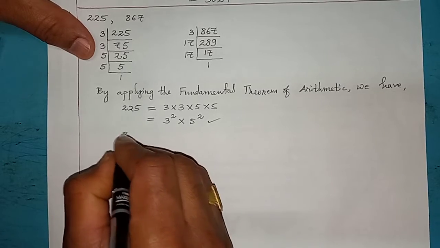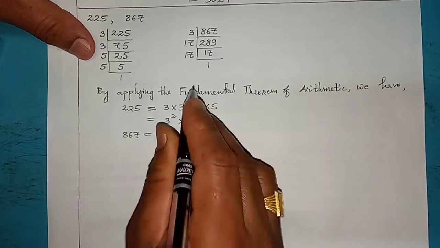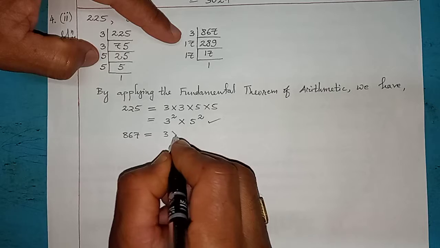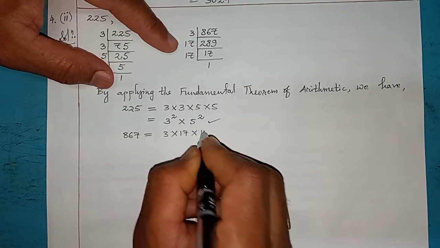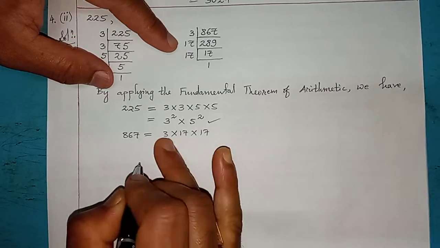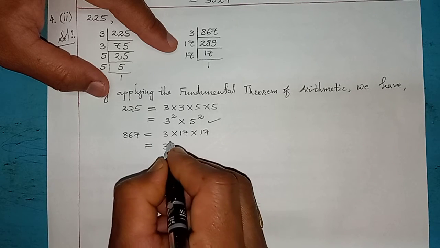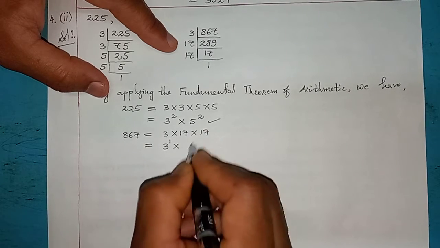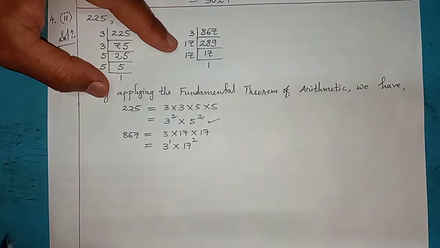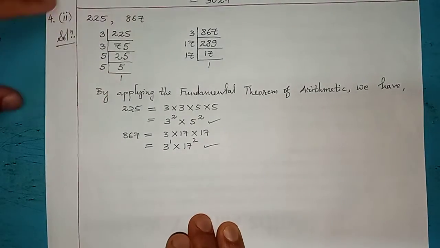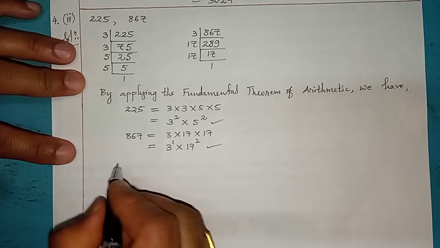Let's do it for 867. For 867 we got the prime factorization 3 into 17 into 17. The composite number is equal to the product of prime numbers. These are prime numbers. So now write in power notation, 3 is only one time, and 17 is 2 times, so 17 square. So we have finished the prime factorization of these two. Now we have to find HCF and LCM.